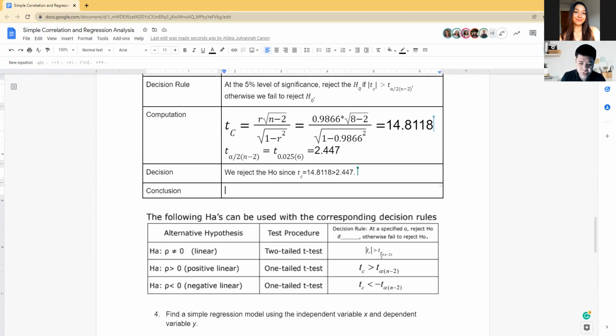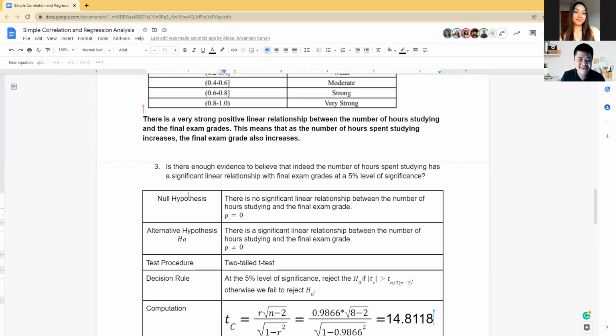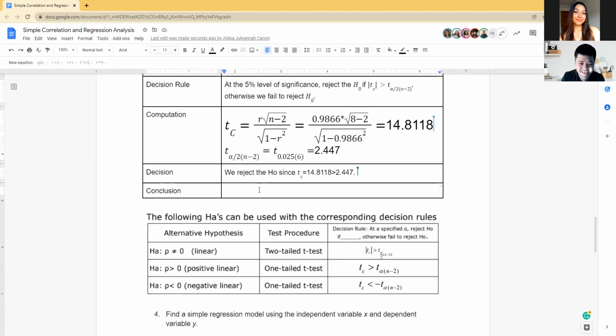For the conclusion, we can say there is enough evidence to believe. You can basically copy this now. There is enough evidence to believe that the number of hours spent studying has a significant linear relationship with final exam grades. Would anybody like to write the conclusion? Alexa, please.